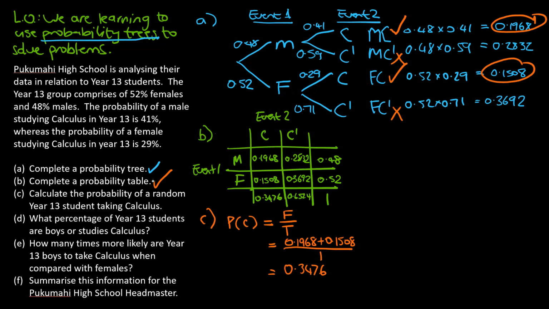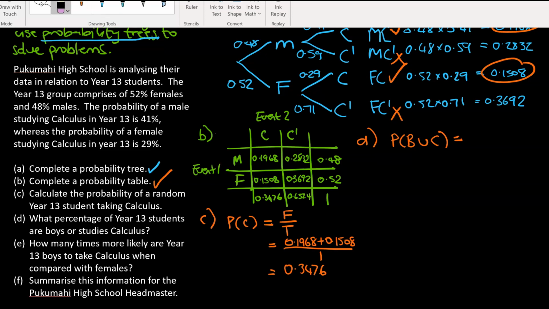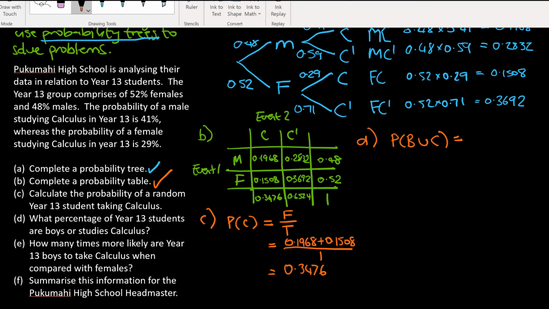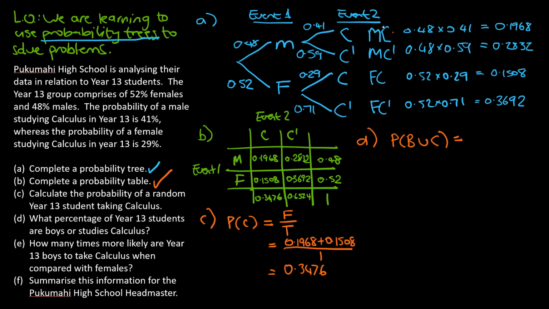So now let's move on to question D. What percentage of year 13 students are boys or taking calculus? So in this case, we're doing, well, what's the probability of boys or calculus? So same deal as before. Let's get rid of our ticks. We need to go through our criteria, our branches, which of them meet the criteria we're interested in, and which of them don't. So does this top group, are they boys or take calculus?